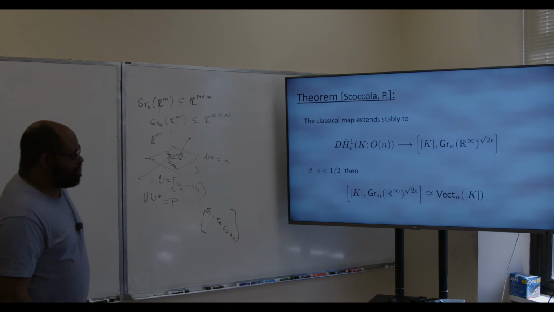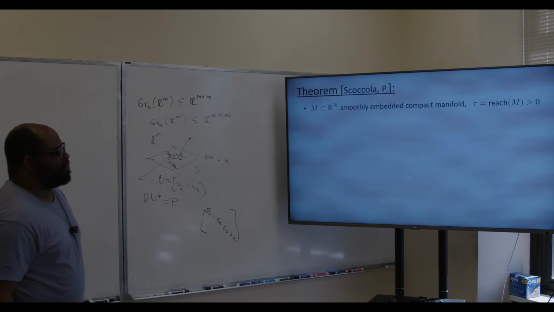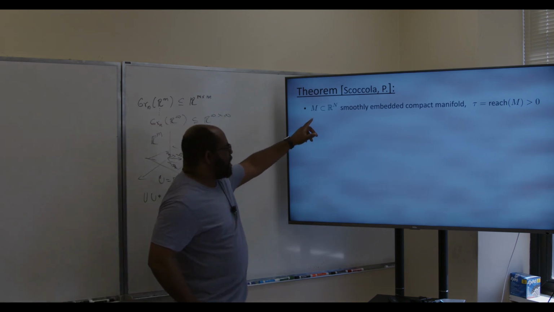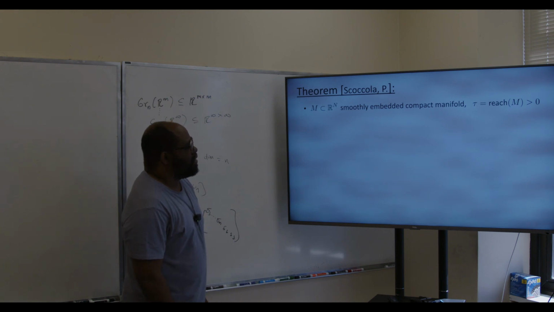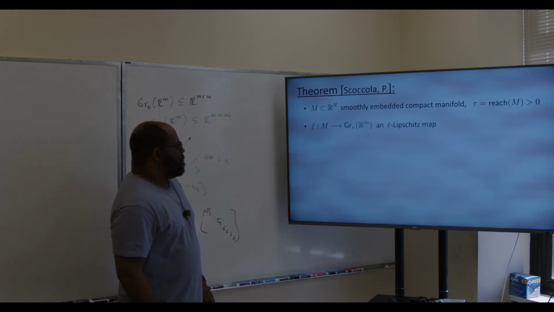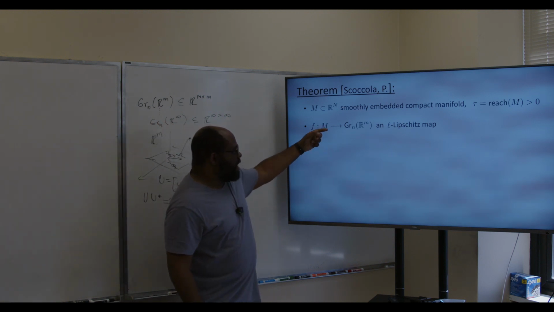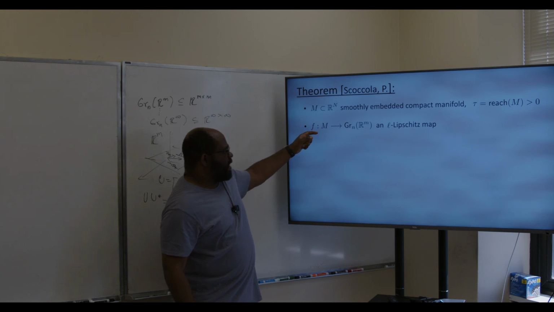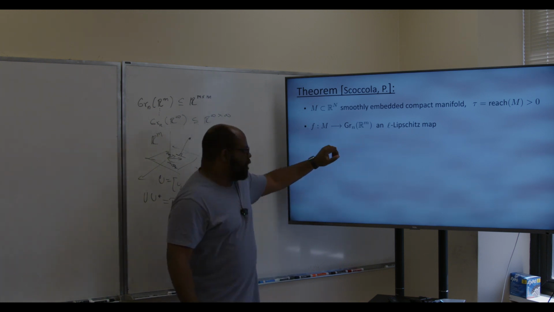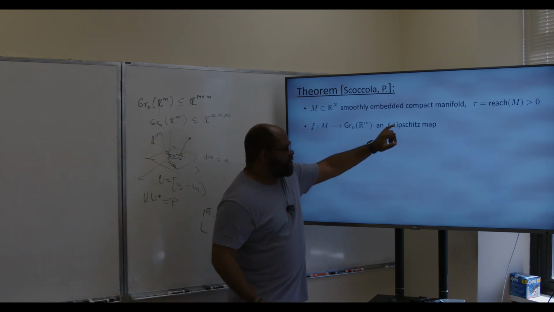Pretty well. Okay. Here's the second theorem we have. Suppose that I give you a manifold M in R^n, and tau is the reach of the manifold. Now suppose that I give you a vector bundle over M given by a map F that is Lipschitz. Just think of this as a vector bundle over M, given by nice Lipschitz data.